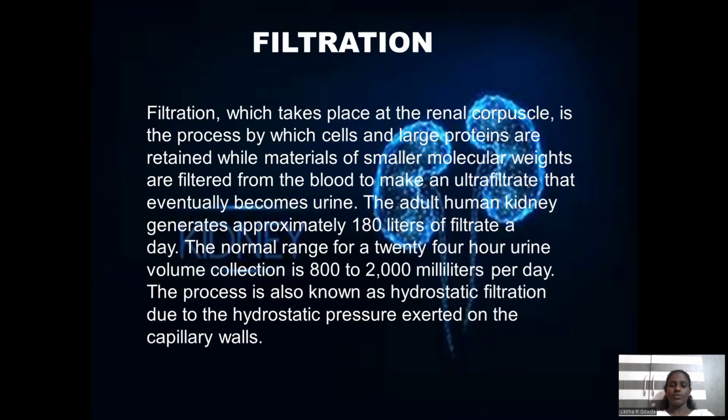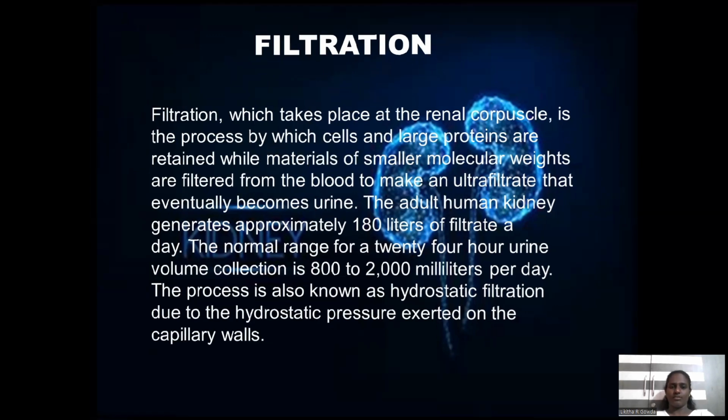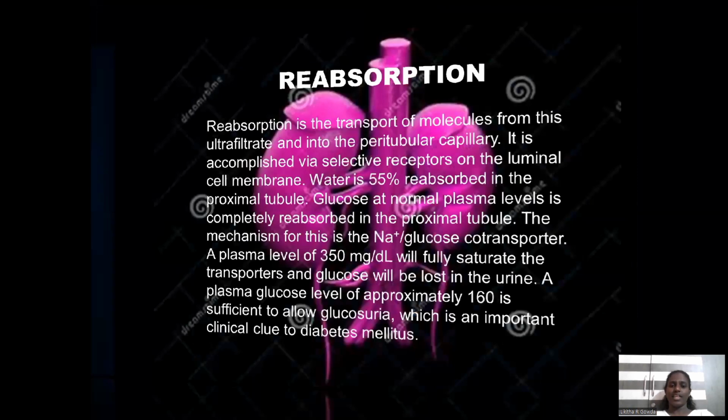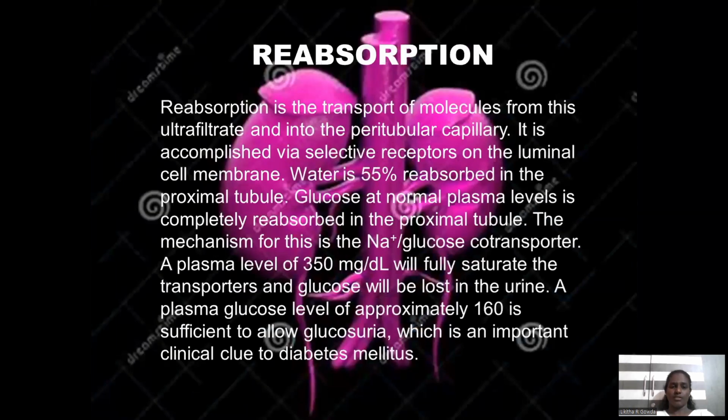The adult human kidney generates approximately 180 liters of filtrate a day. A normal range for a 24-hour urine volume collection is 800 to 2000 milliliters per day. The process is also known as hydrostatic filtration due to the hydrostatic pressure exerted on the capillary walls. And the second step is reabsorption.